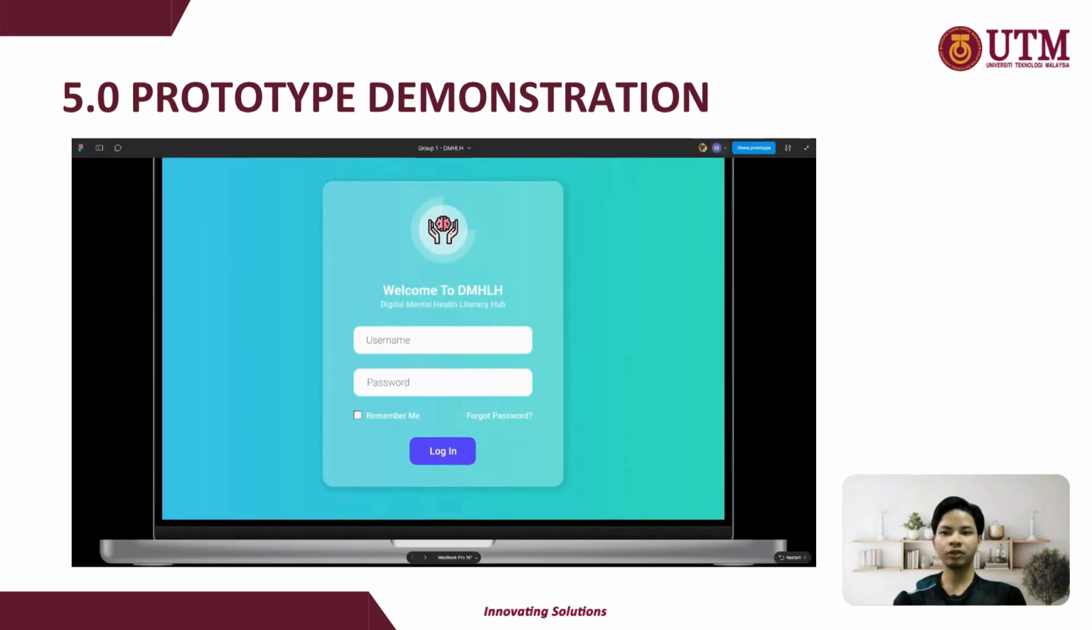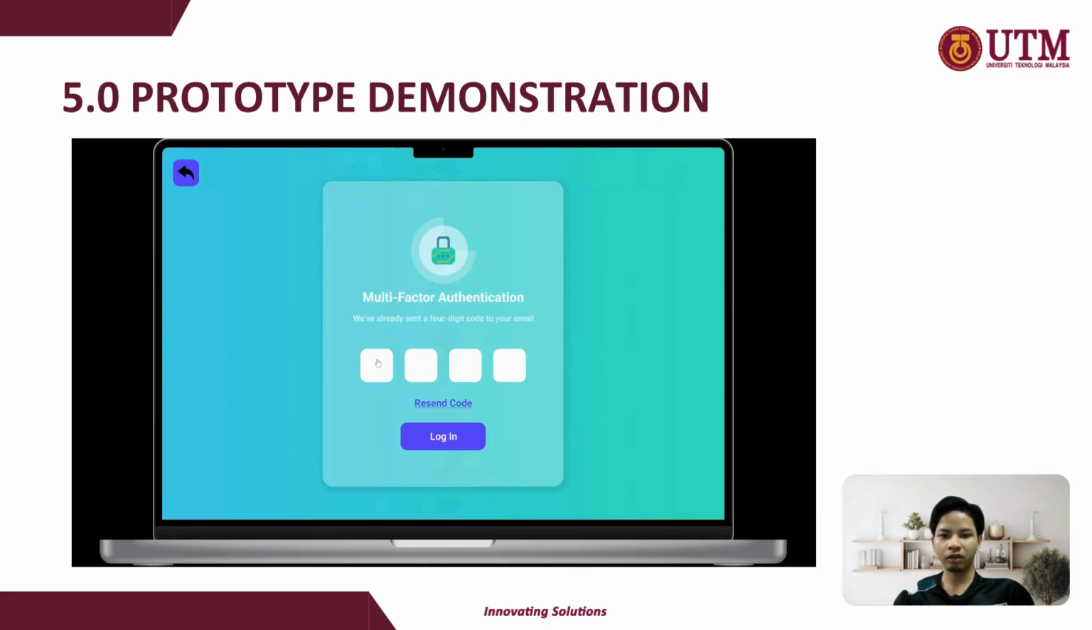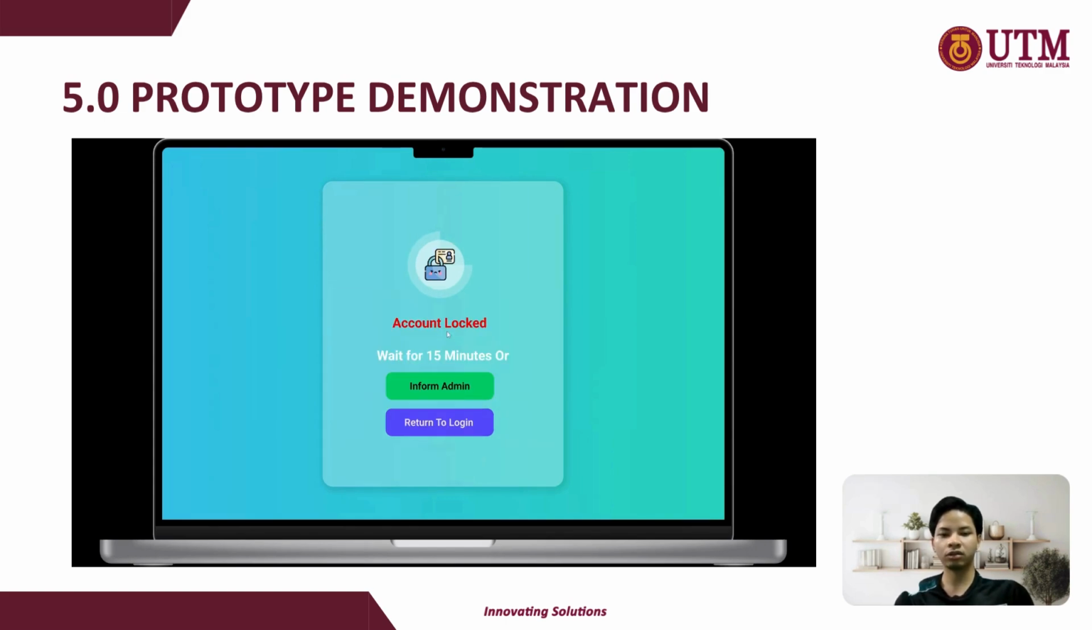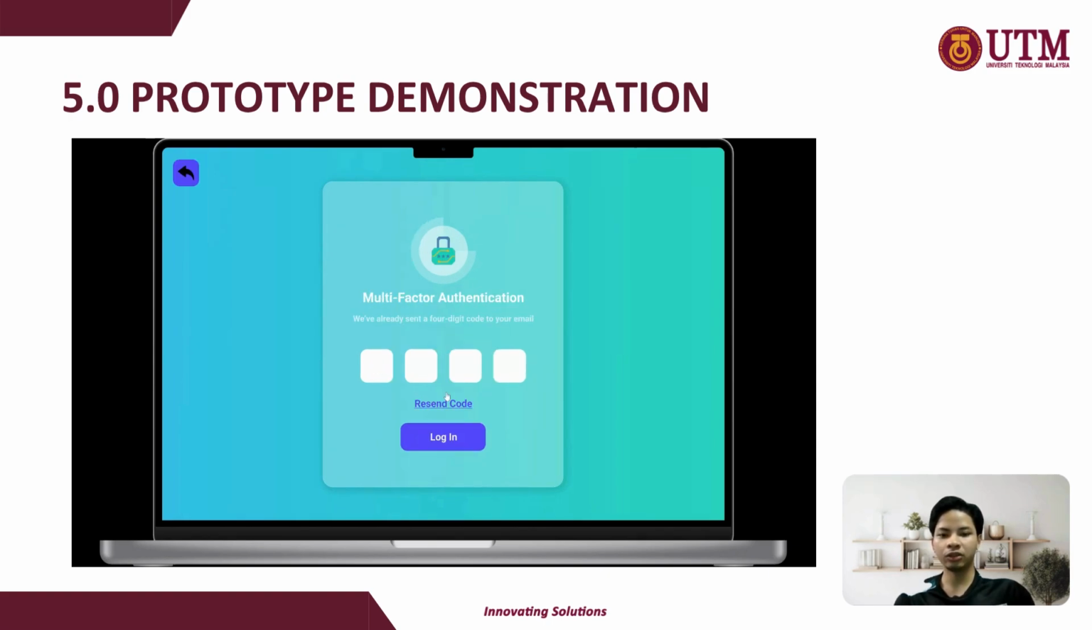For the last user, which is the faculty member user, it also has the same flow as the previous two users. So when logging in and entering the MFA code, the user only has 3 attempts to input the correct MFA code. If the 3 attempts are used, the account will automatically lock. So the user has to wait for 15 minutes or inform the admin. When they have waited or informed the admin, they can log in as usual.